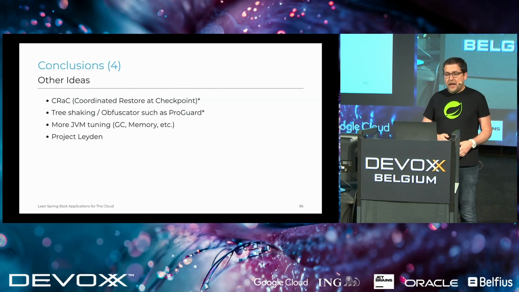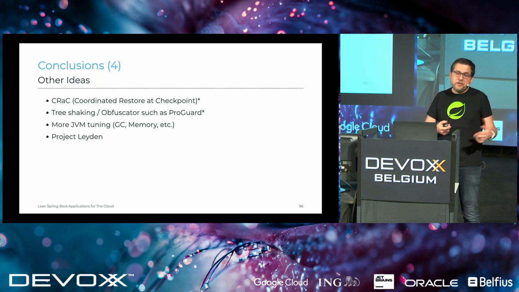Great. And there are actually other ideas I want to implement, and obviously I'm waiting for CRaC. Tree shaking would be a good idea to try if we can do something, or using an obfuscator. There is more JVM tuning. You could change garbage collectors and things like that, and even Project Leyden is out there. So that means even those things will probably make it into the presentation in the future.